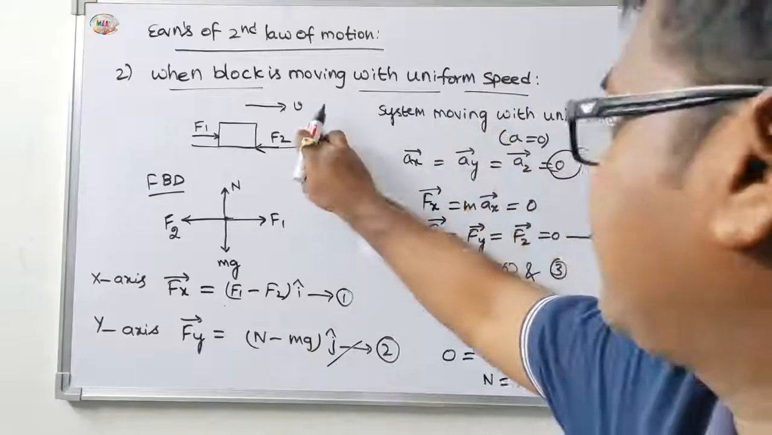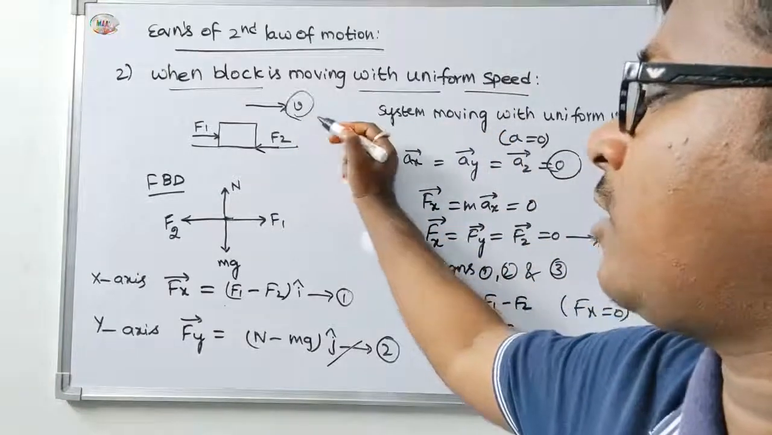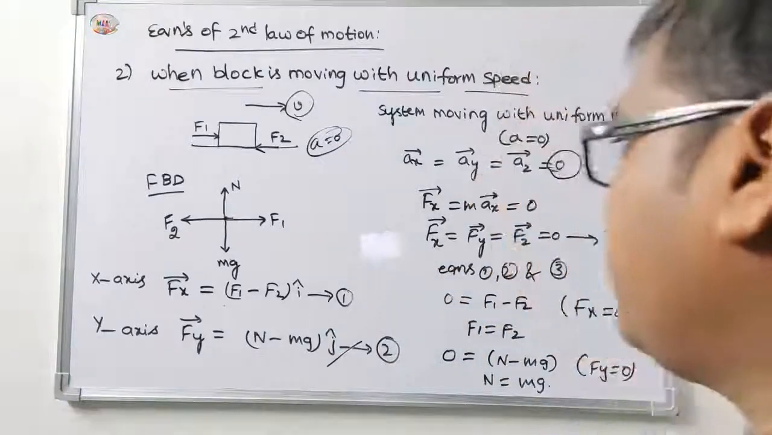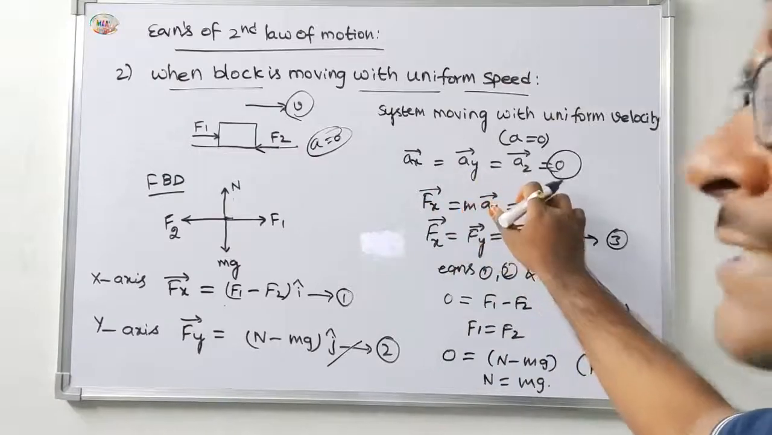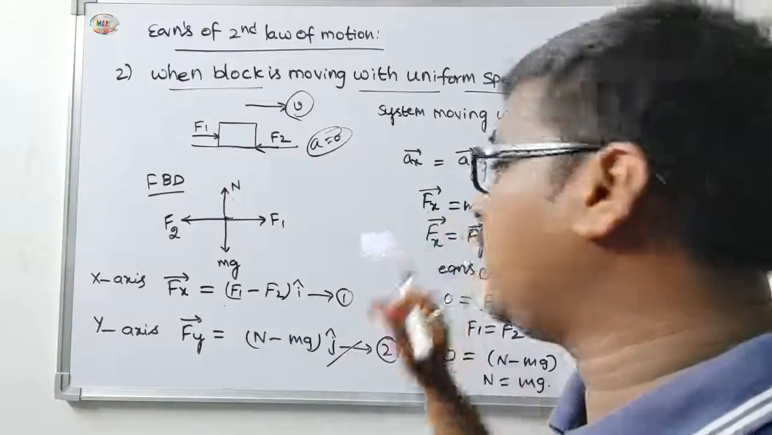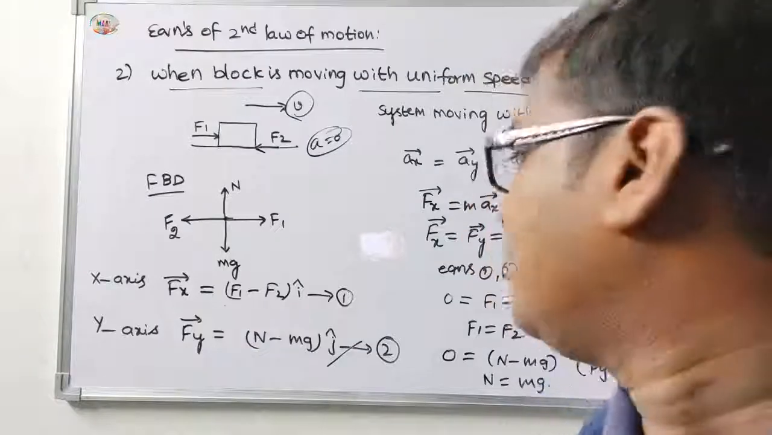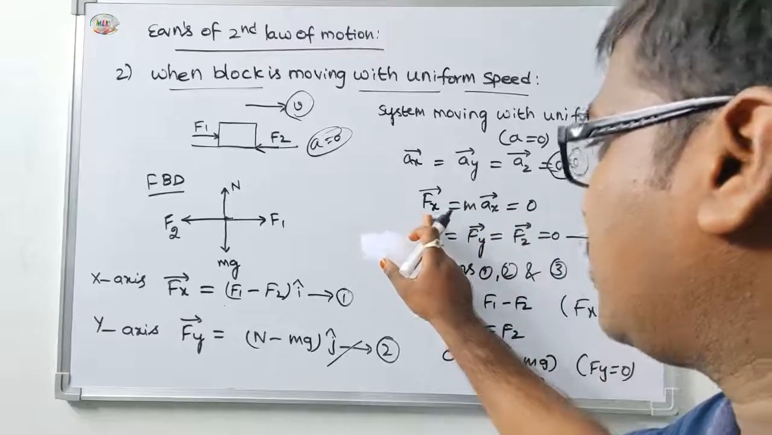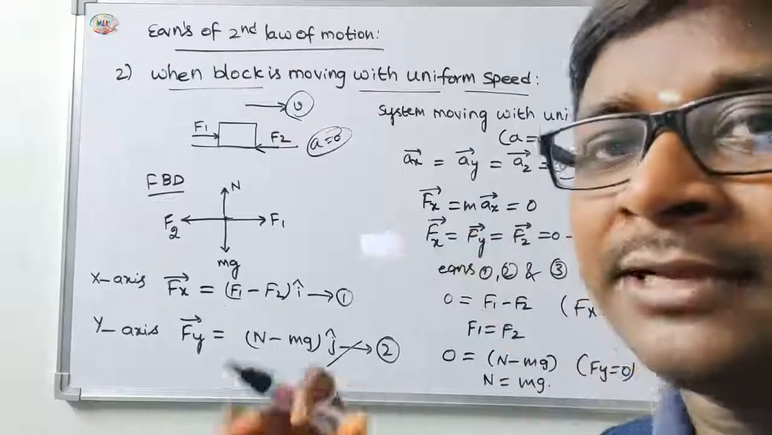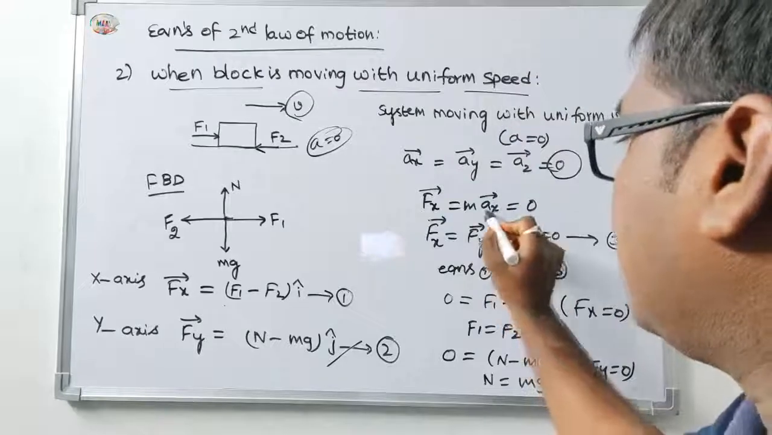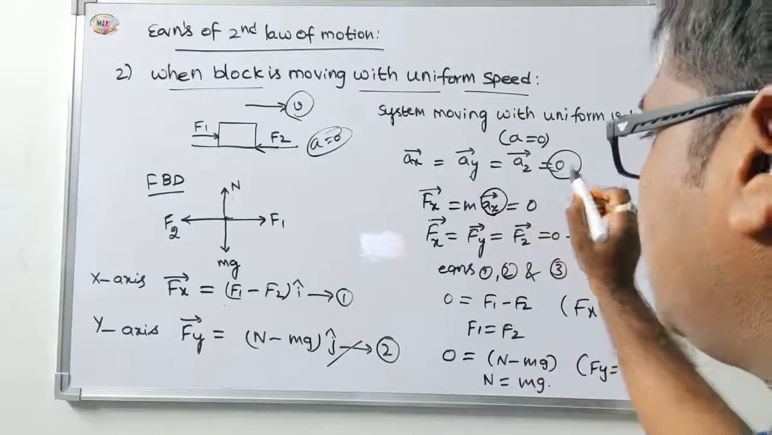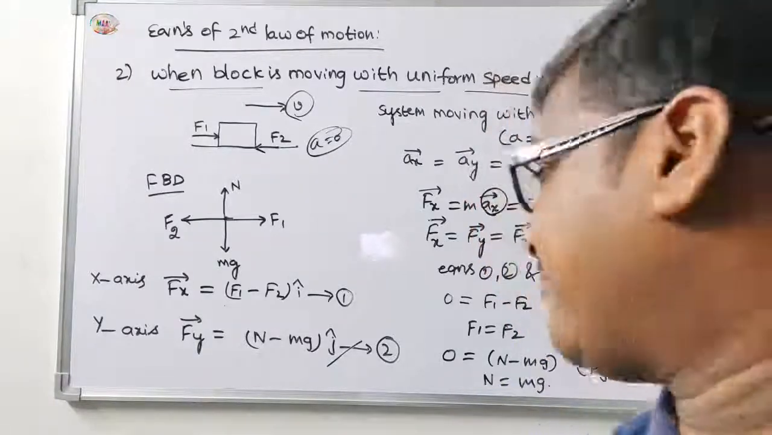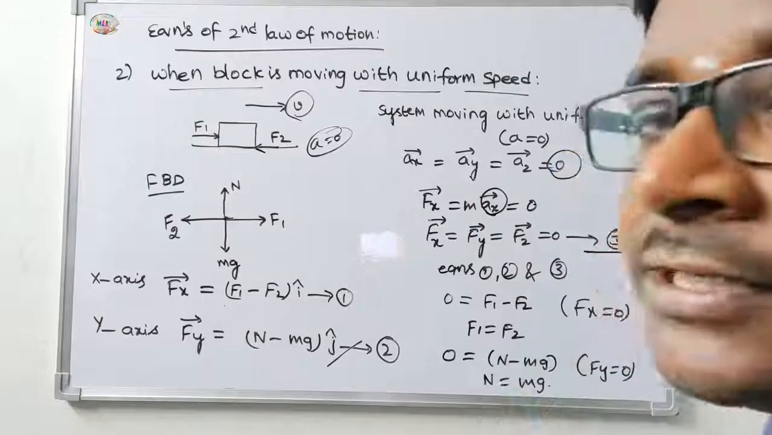The system is moving with constant speed, that is constant velocity, so acceleration is equal to 0. Then ax is equal to ay is equal to az is equal to 0. According to Newton's second law, F is equal to ma, so Fx is equal to m ax. The force acts along the x-axis and the acceleration acts along the x-axis. Since ax, ay and az are 0, Fx is equal to Fy is equal to Fz is equal to 0. This is equation number 3.